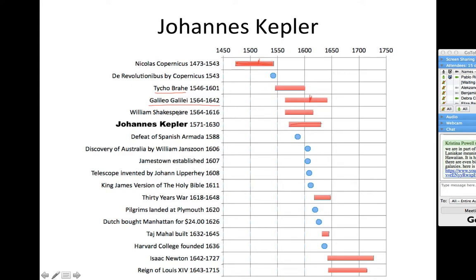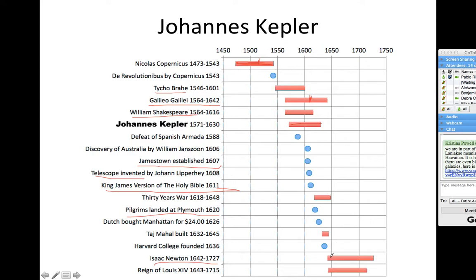Another thing, here we have William Shakespeare, also around this time. So a lot of things happening during this time. See this event, Jamestown was established in 1607. So that was the first colony here in America. The telescope was invented, the King James Version of the Bible in 1611. The Pilgrims landed at Plymouth Rock in 1620. And Isaac Newton, who we are going to talk about later today in the class, was born in 1642. So 10, 12 years after Kepler, we have Newton.